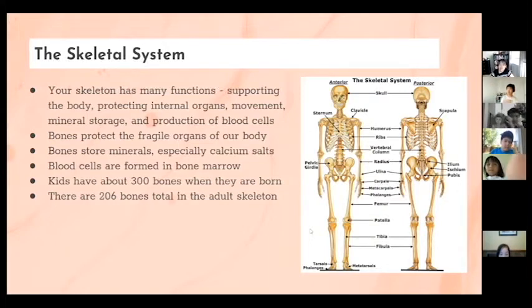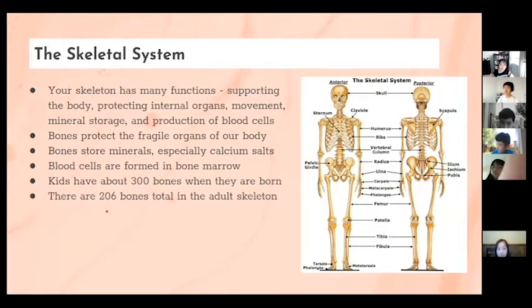Your skeleton has many functions: supporting the body, protecting internal organs, movement, mineral storage, and production of blood cells. Now, bones protect the fragile organs of our body. For example, do you see over here, and let me take out my laser pointer, do you see how there's this rib cage? Well, that protects your lungs, correct? All right, now, bones store minerals, especially calcium and salts. But we have to also keep in mind that bones are kind of made of minerals. So it goes both ways. And blood cells are formed in bone marrow, and William will show you guys how that works on the next slide.